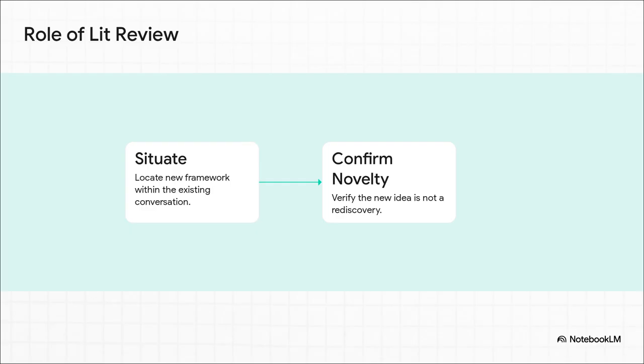Its true role is twofold. First, to situate. It locates your newly formed framework within the existing conversation and identifies your conceptual neighbors. Second, to confirm novelty. It verifies that your new idea isn't just a rediscovery of something already established. So the next time a peer reviewer asks, "Hey, where is your literature review?" you can confidently tell them it sits exactly where it belongs, right after the creative work is done.